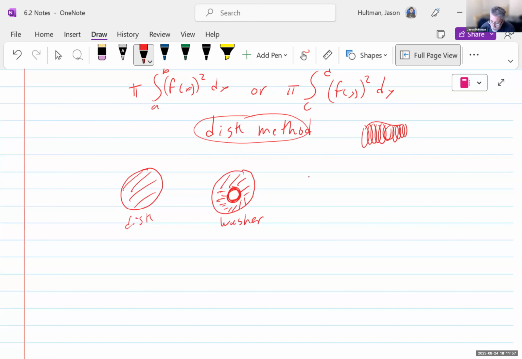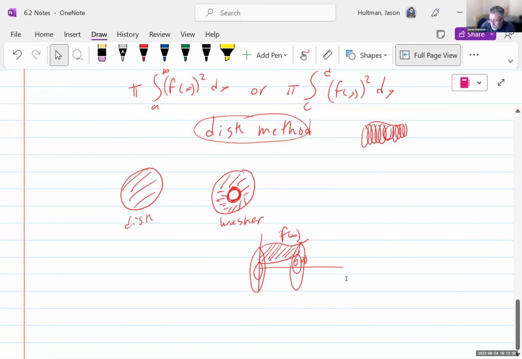So what happens is we end up with two functions. We have maybe an f of x function and a g of x function, and we're really interested in just the area between them rotated 360 degrees. And so this creates a hole in our disks. And so this is called the washer method. So let's do an example of how we would get the washer method.